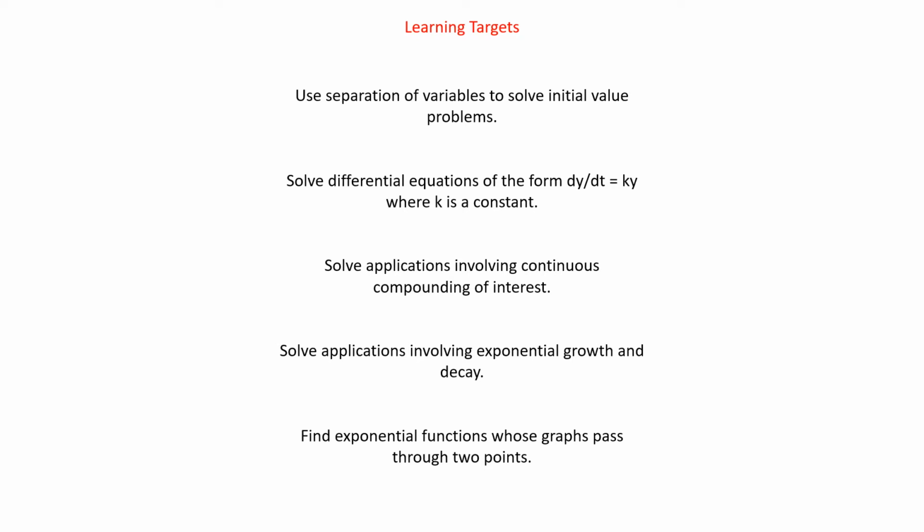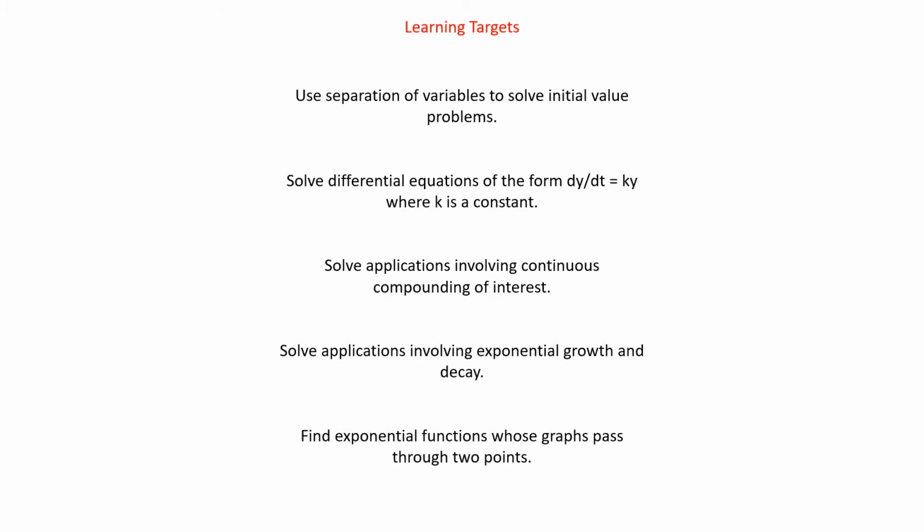Our learning targets: we're going to use separation of variables to solve initial value problems. We've been doing that for the past couple sections, or so far this chapter. Solve differential equations of the form dy over dt equals ky, where k is a constant. That would be the rate of change is directly proportional to whatever the y value is. The rate of change of the population is directly proportional to the population. And that's where we're going to see that these exponential functions come from. But again, that's a rate of change of y is directly proportional to y.